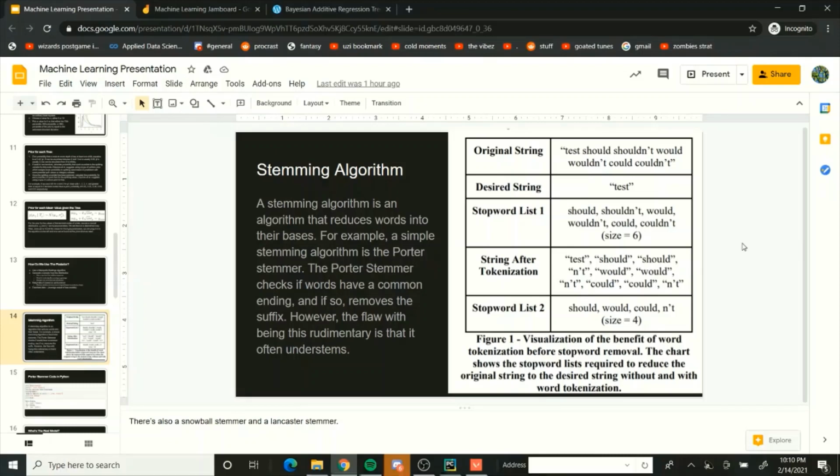But the bad thing is that they often under-stem. So say you have universal, universe, and university. If you wanted to reduce all of them to universe, the Porter stemmer would not be able to do that. But that's why there are more advanced stemmers known as the Snowball stemmer and Lancaster stemmer, and they're really interesting. I know Towards Data Science has some articles on those that I found pretty interesting. So if you have some free time and want to learn about them, they're pretty cool in my opinion.